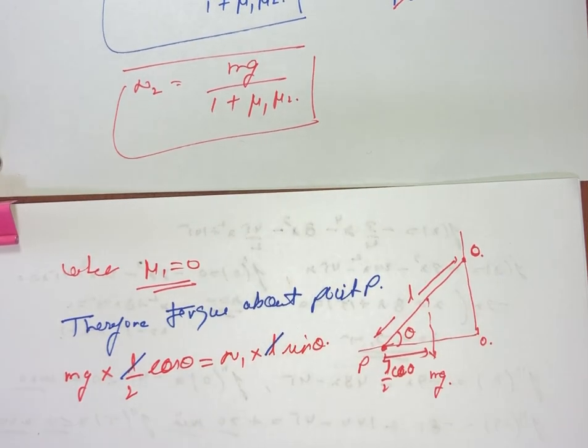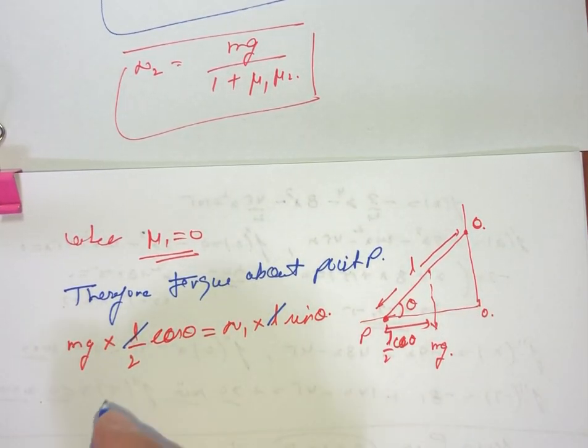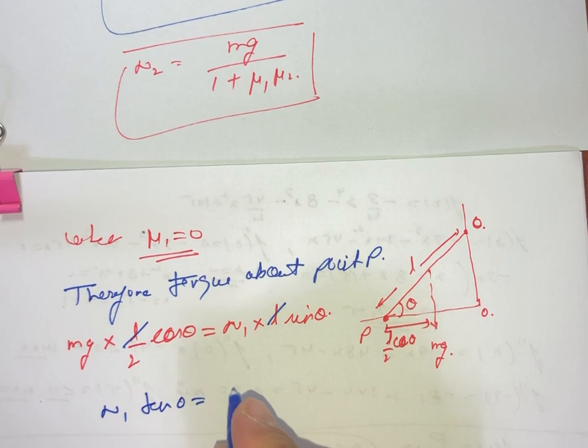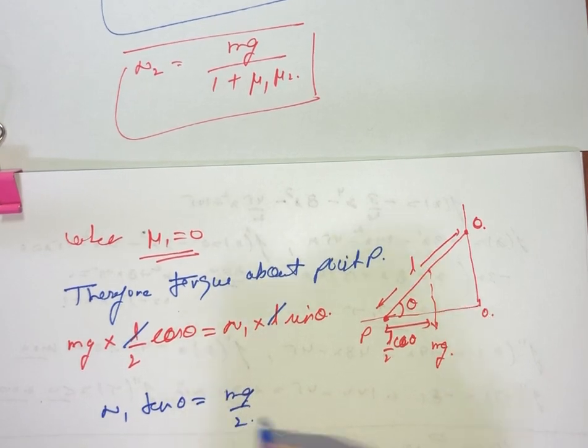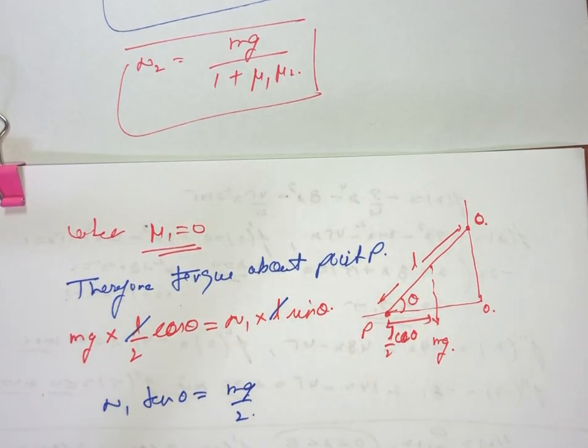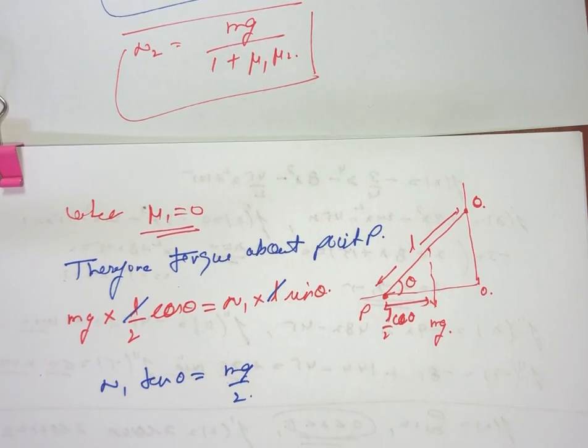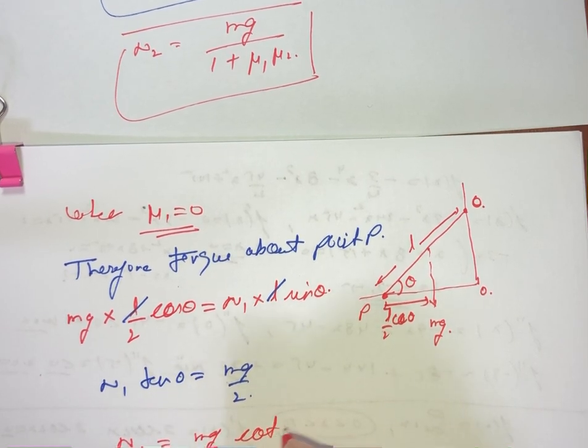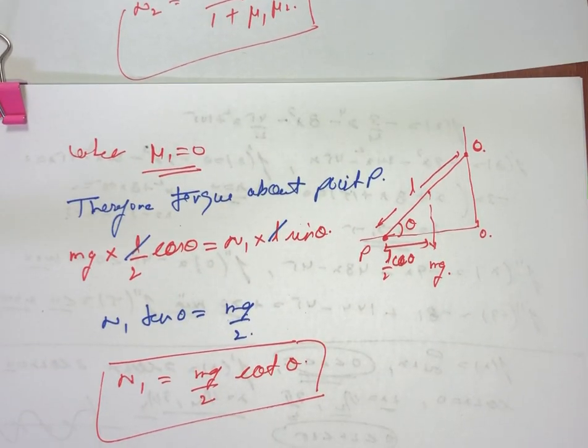L cancels out with L. So from here we can say that n1 tangent of theta is equal to mg by 2, or we can say that our normal n1 will be equal to mg by 2 cot of theta. So this completes the question. Thank you.